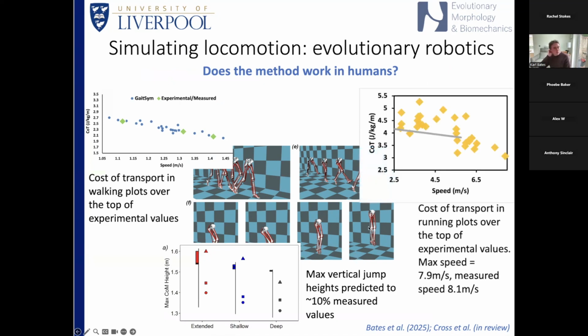And something I'll come on to at the end when I talk about running in Australopithecus afarensis is the simulator, which is the data points here, predicts cost of transport that overlaps the expected values for a human when a human runs, how much energy they are using given a certain amount of body mass and a certain distance traveled. So it does seem to work quite well, at least in humans.